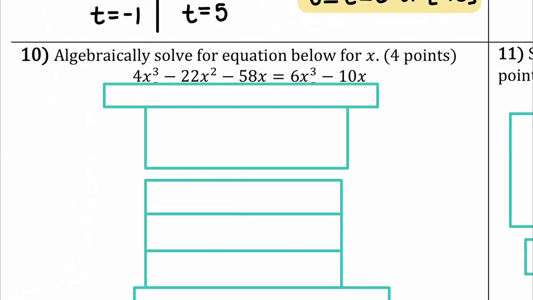So let's look at number 10. Number 10, here we have algebraically solve. I just realized this is wrong too. Oh, good. Oh, gosh. All right.